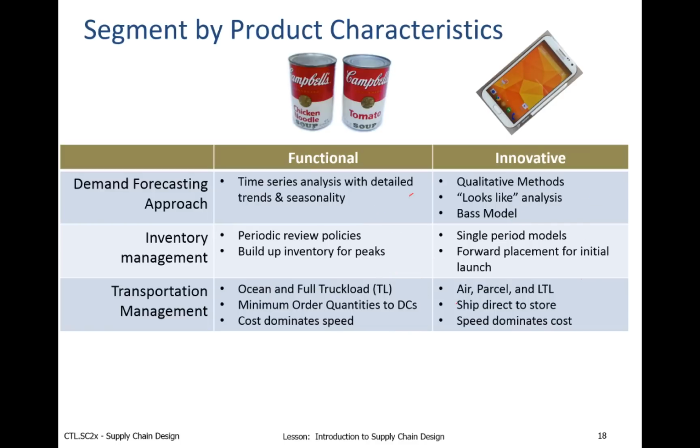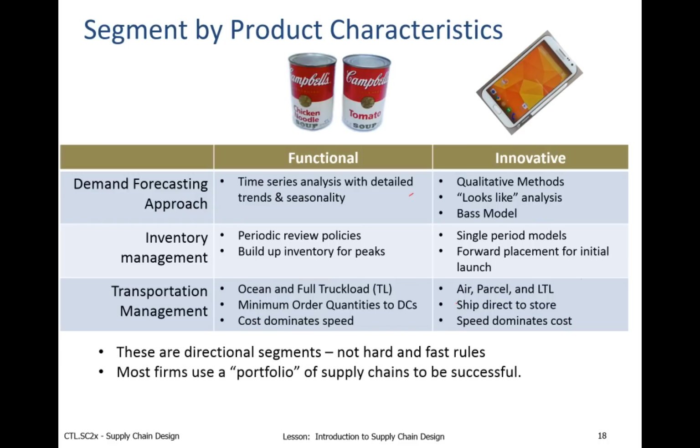However, this is just a 2x2 matrix, right? You have two types of products and two types of supply chains. The real world's more complex. These are not hard and fast rules. These are more directional. So not all products will be purely functional or purely innovative, but this gives a nice sense that there are two vastly different extreme point solutions for supply chains, and reality is going to be somewhere in the middle. And most firms aren't going to have just one or the other.